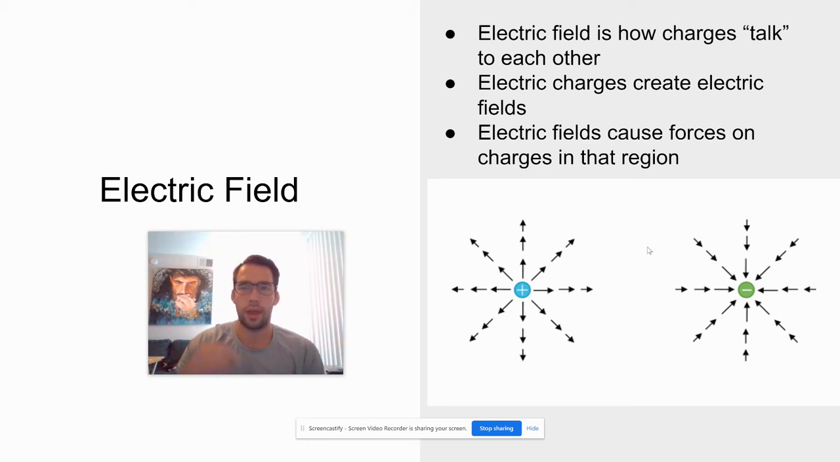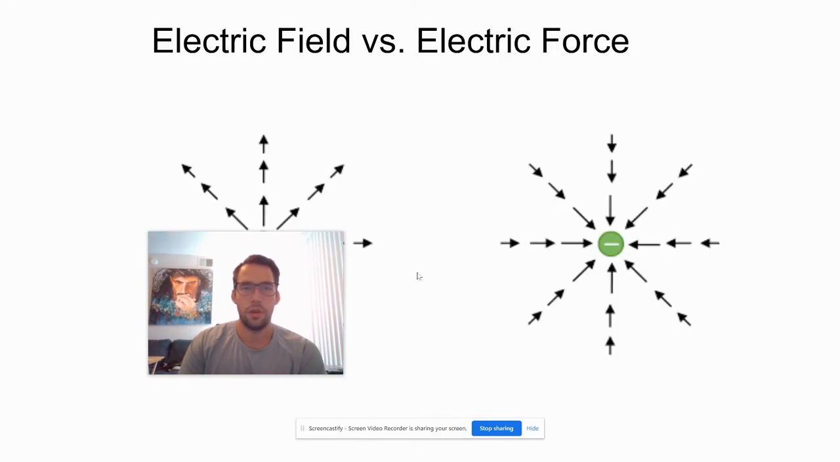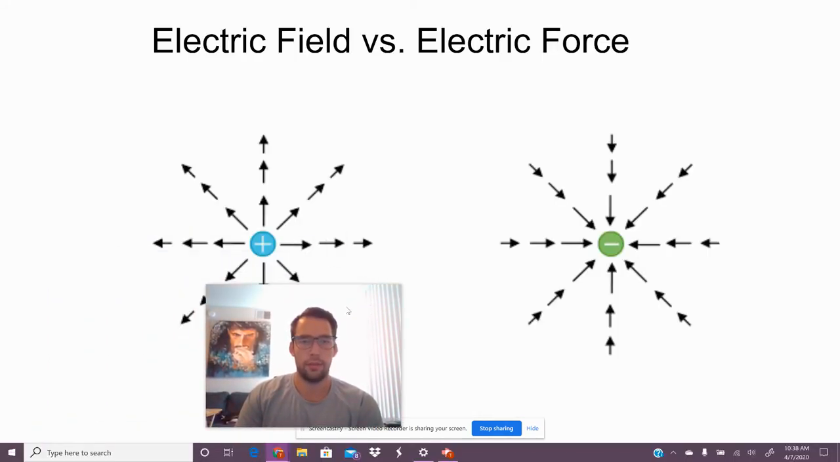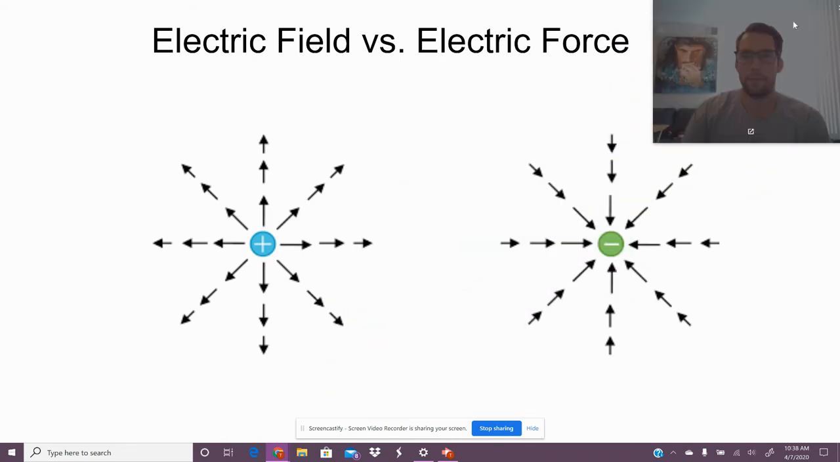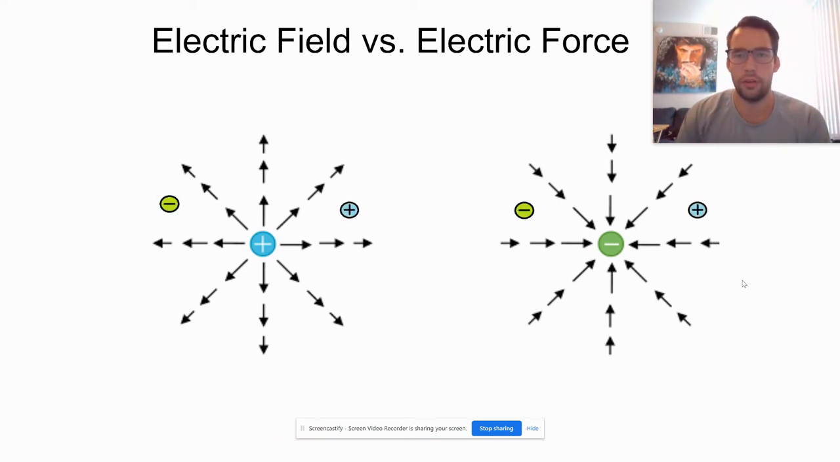The electric field is how different charges talk to each other, how they interact with each other. Electric fields are not forces, but they cause different forces on protons or electrons that are introduced into their electric field. So let's see what that looks like exactly. I have these two, proton and electron, with their electric fields. If I go ahead and introduce an electron over here for the proton and a proton here, and then an electron here and a proton here.